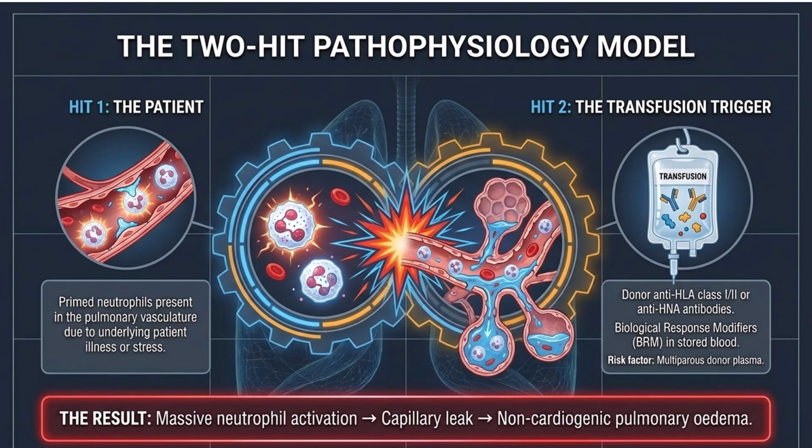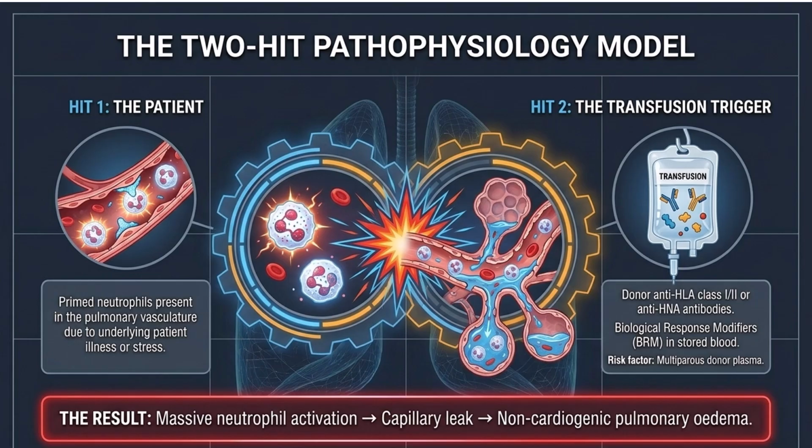The result, massive neutrophil activation, causes the release of proteases, reactive oxygen species, and arachidonic acid metabolites, which lead to pulmonary capillary endothelial damage, then capillary leak, which causes protein-rich fluid to flood the alveolar spaces and leads to non-cardiogenic pulmonary edema. That is your ARDS picture.